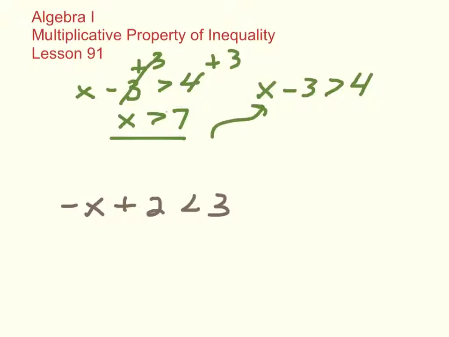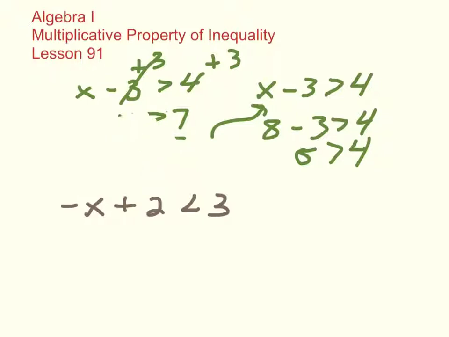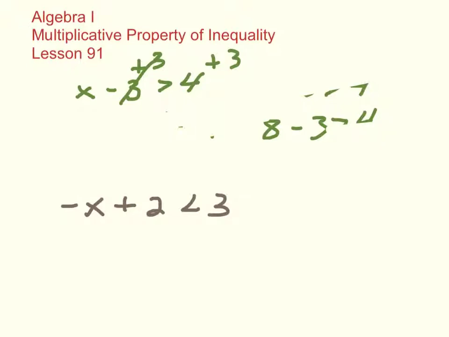A number greater than 7, let's try 8. If I put 8 in for x, 8 minus 3 should be greater than 4. 8 minus 3 is 5, and 5 is greater than 4. And if I kept on checking these, any number that I put in that's greater than 7 would make this inequality true.